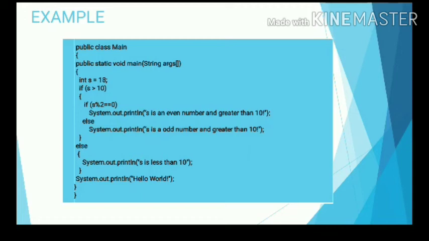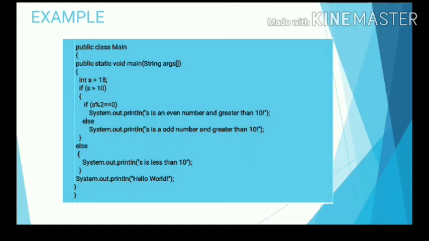Again that s value is divided by 2. Here the percentage symbol is used for the modulus operator. So s mod 2 is equal to 0. The value of s is 18, and 18 mod 2 is equal to 0. Yes, the condition is again true. Then it enters the statement and prints the value: s is even number and greater than 10.